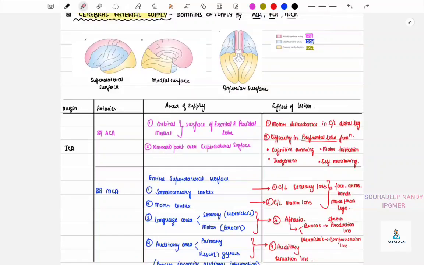Now the most important part here is the effect of a lesion. As it supplies the orbital and medial surface of the frontal and parietal lobe, if there is a lesion, then there will be difficulty in prefrontal lobe function, that is cognitive thinking, judgment, motor initiation, and self monitoring.